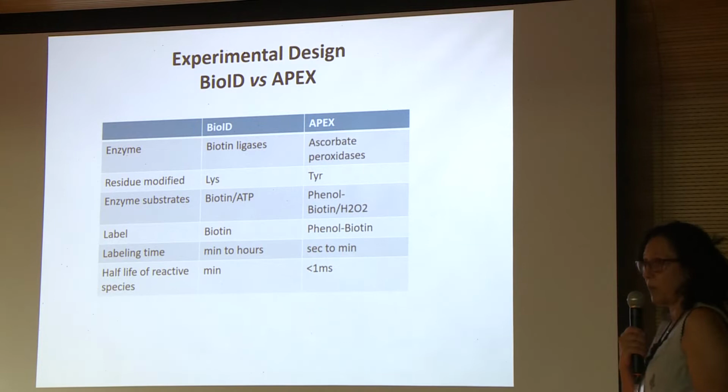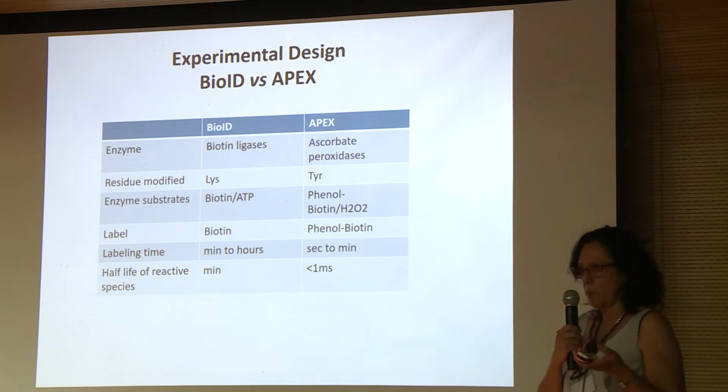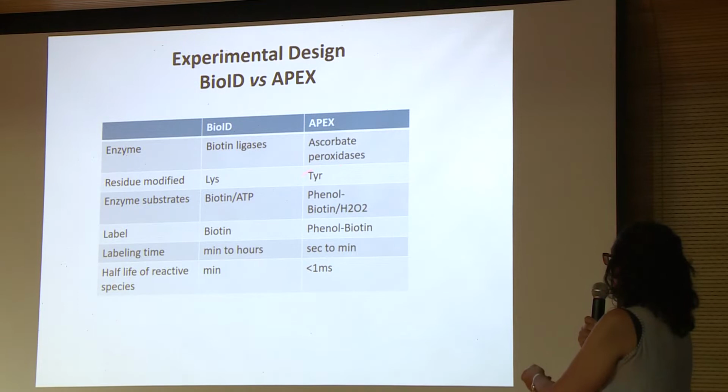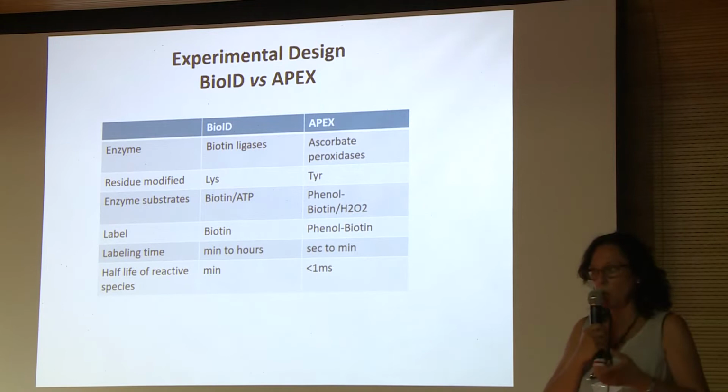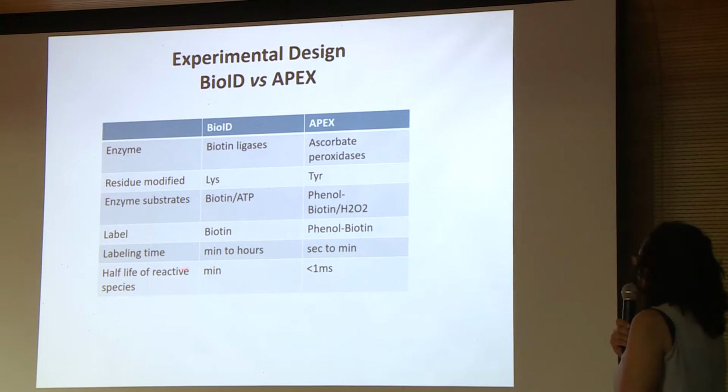So the advantage of this one here is that we introduce a label that is not present in our cellular system. In all systems there are biotin-related proteins, much or less, but there are. In proteins modified with this artificial substrate, there are none. So this can be used as an advantage to have a real mark of the activity of our enzyme. Of course, the labeling time is different. Here we have minutes to hours, and here we have seconds to minutes.